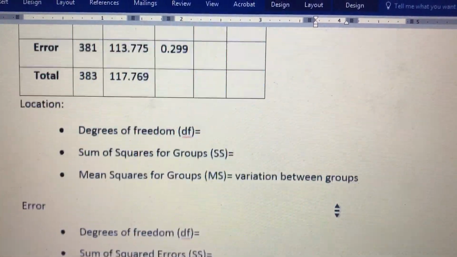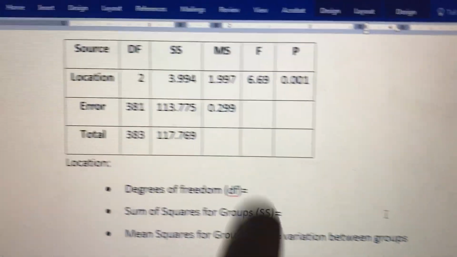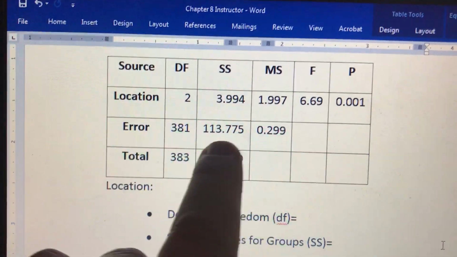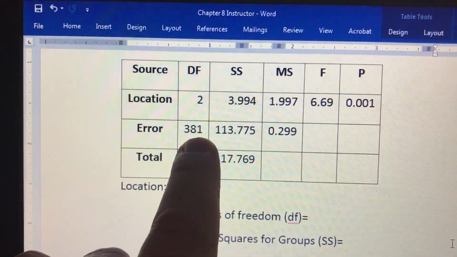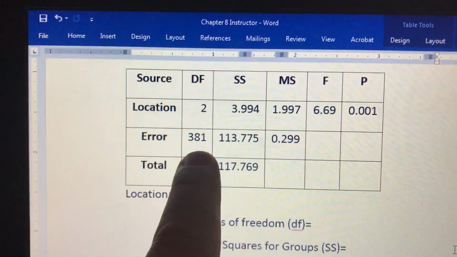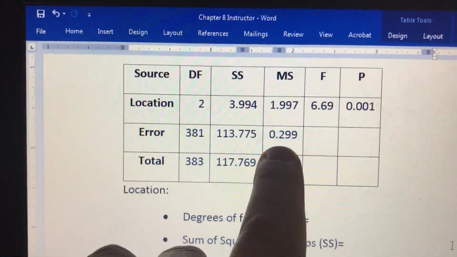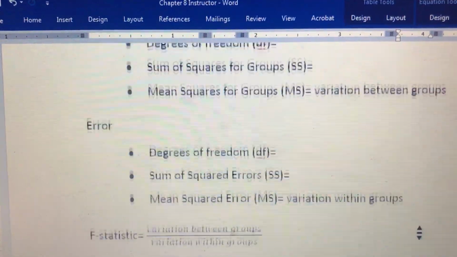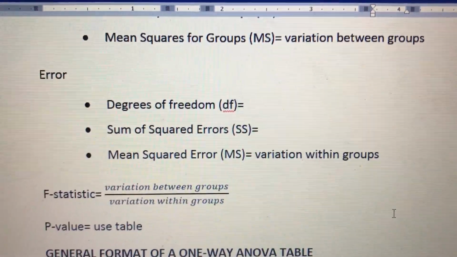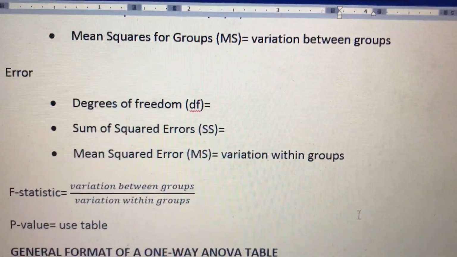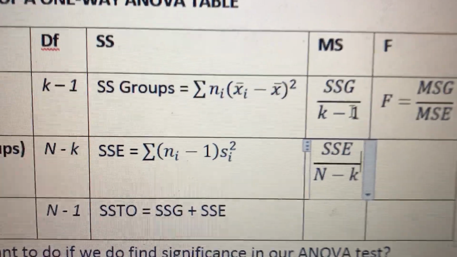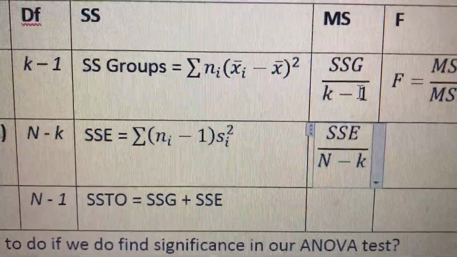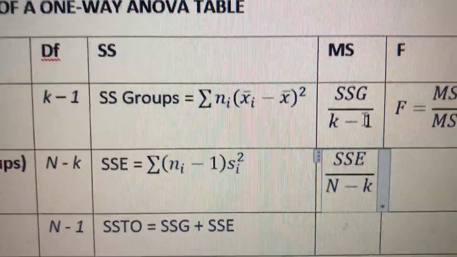Our mean squared error, how we calculate this 0.299, equals 113.775 divided by 381. So our sum of squared errors divided by our degrees of freedom. And then this number is our variation within groups. And that is all tied to that s or s squared that we have right there.